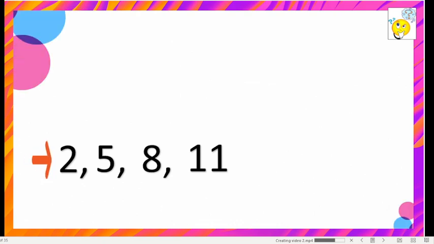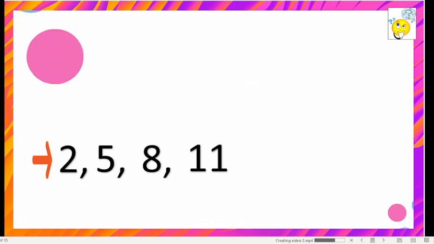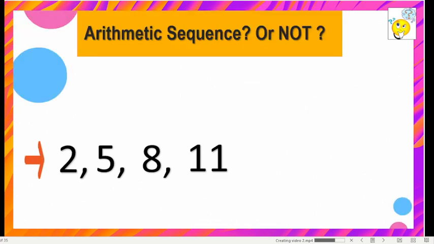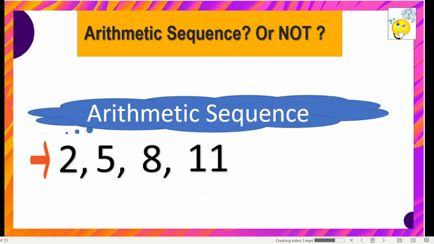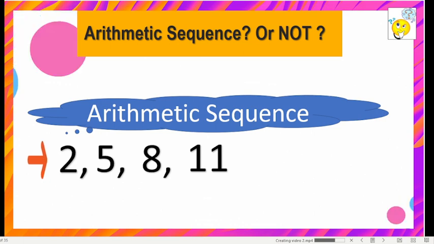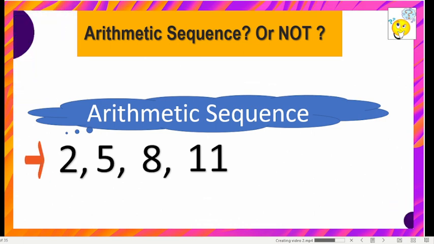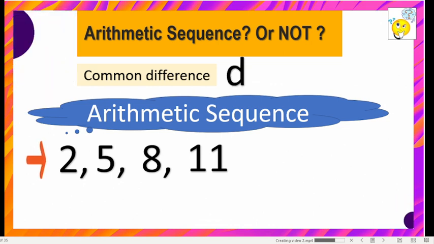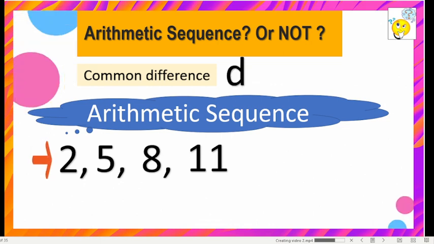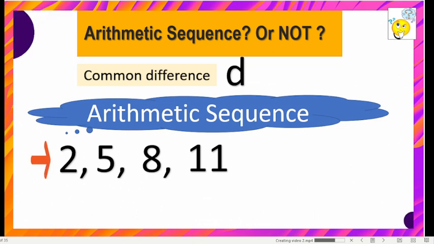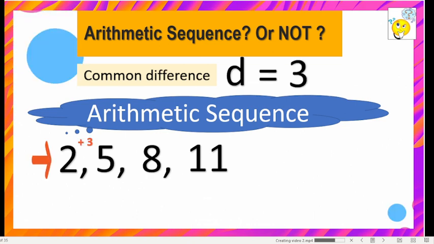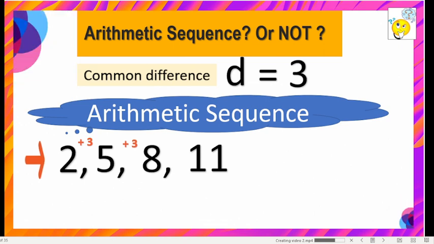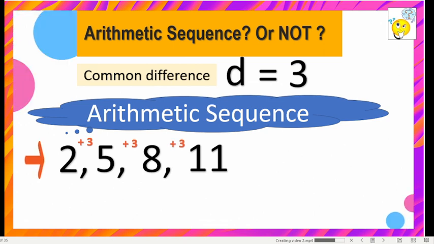2, 5, 8, 11. Is it an arithmetic sequence or not? Yes, it is, again, an example of an arithmetic sequence. What is the common difference? The common difference, denoted by a small letter d, is positive 3. 2 plus 3 is 5, 5 plus 3 is 8, 8 plus 3 is 11.